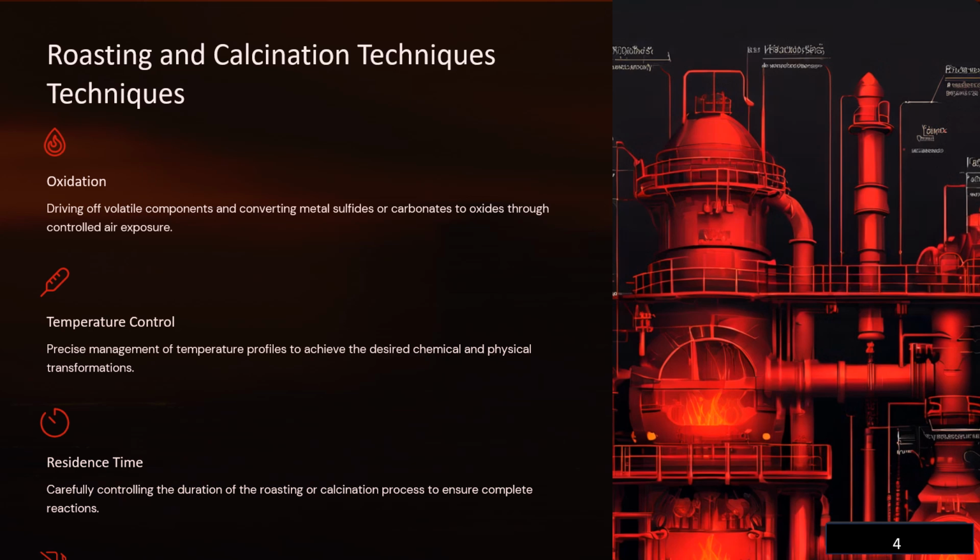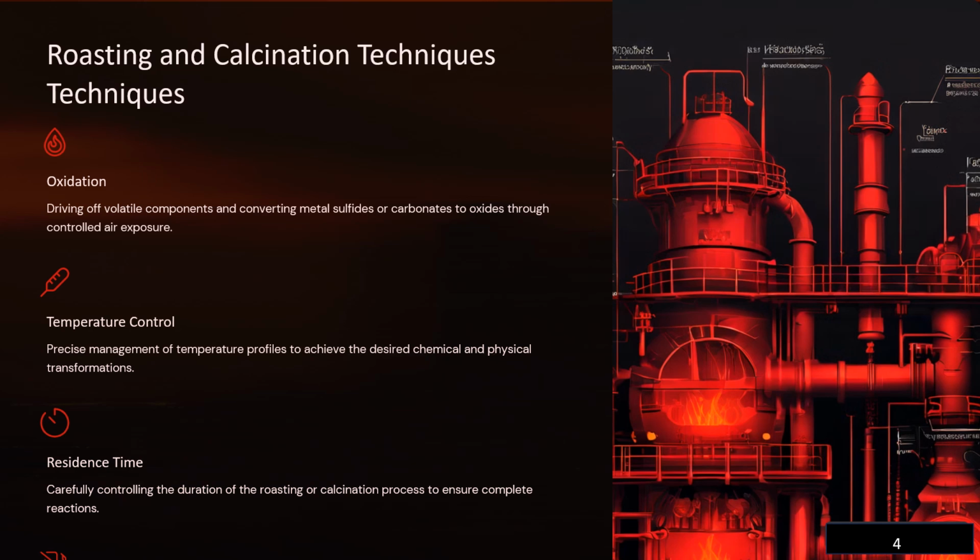So I'll start with oxidation, and oxidation is a driving off of volatile components and converting metal sulfides or carbonates to oxides through controlled air exposure. So we all know that volatile components are components that evaporate at lower temperature, right? And in our previous slides, we talked about the controlled air exposure. As you can see, we need it in the oxidation, where we drive off the volatile component.